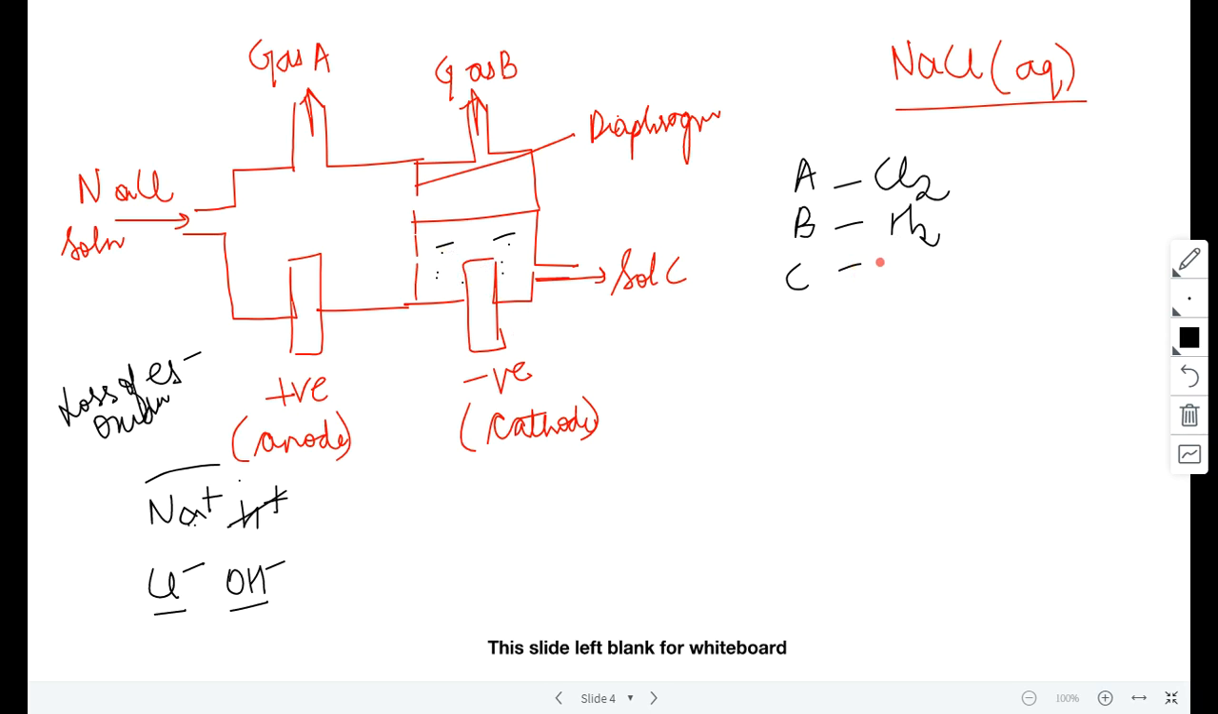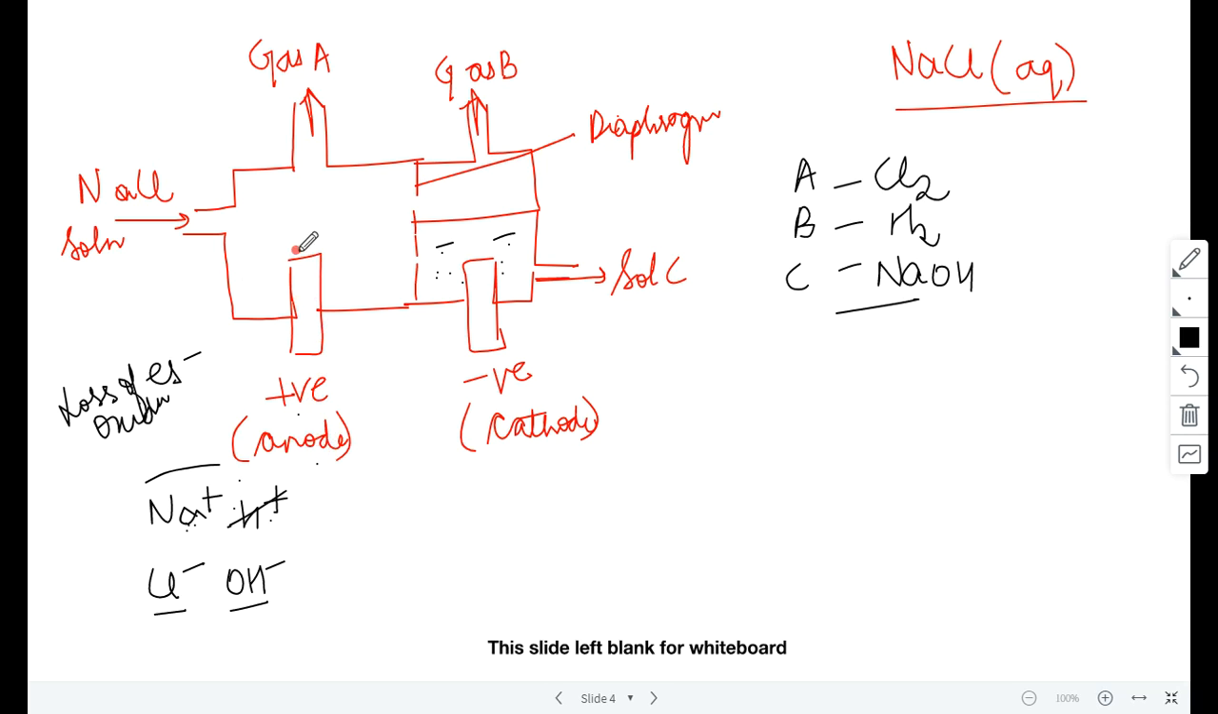So then what is left? Na plus is left, and OH minus is left. Now you understood. You have to see this thing. In the negative electrode, out of these, sodium is more reactive, so it is going to stay in the solution. Hydrogen will move up. You understood now?